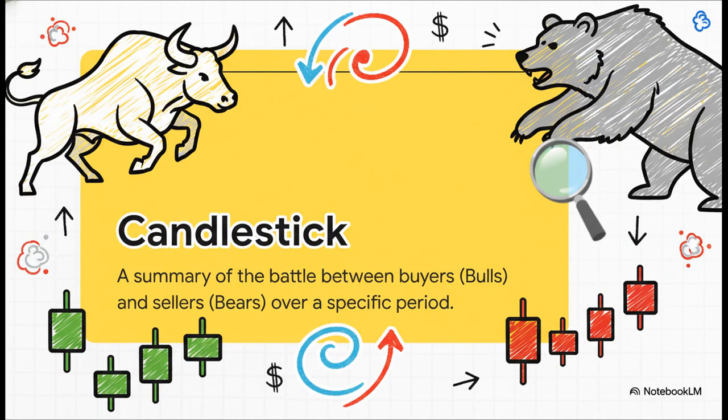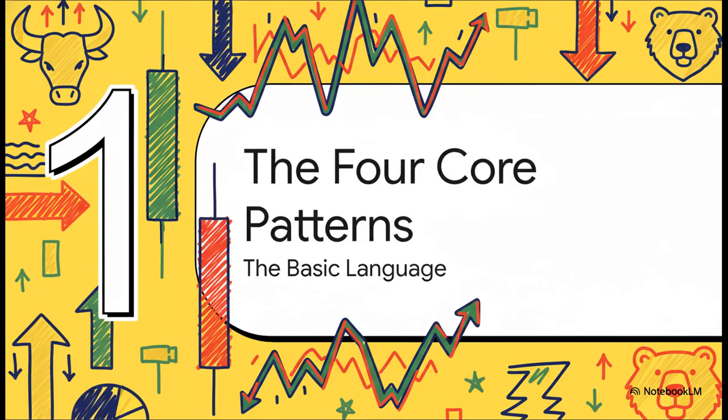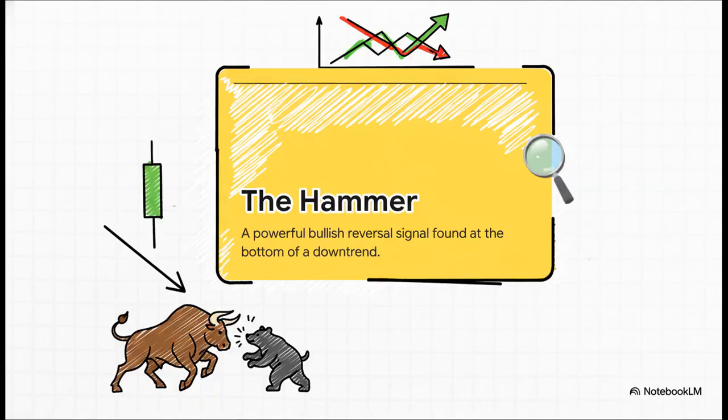Well, you see, each candlestick is exactly that. It's a little chapter in the ongoing story of market psychology. It's this incredible visual summary of the battle between the buyers, the bulls, who are trying to push prices up, and the sellers, the bears, who are trying to drive them down. To really understand this language, you've got to start with the alphabet, right? So we're going to begin with the four most fundamental patterns. Now, they might look simple, but trust me, each one tells a powerful and totally distinct story about who's in control. All right, first up, we've got the hammer.